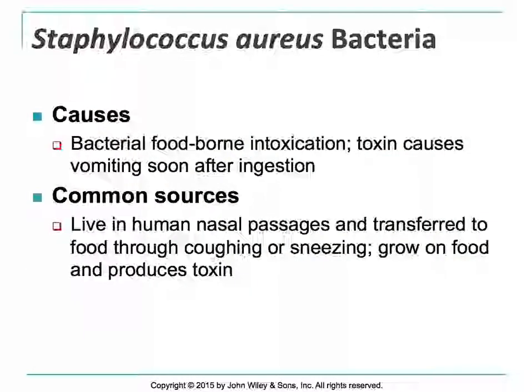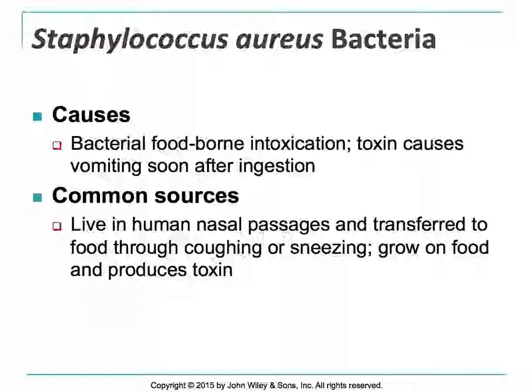Staphylococcus aureus causes bacterial foodborne intoxication. The toxin causes vomiting soon after ingestion. Common sources: Staph aureus lives in human nasal passages and is transferred to food through coughing or sneezing, and then grows on the food and produces a toxin.